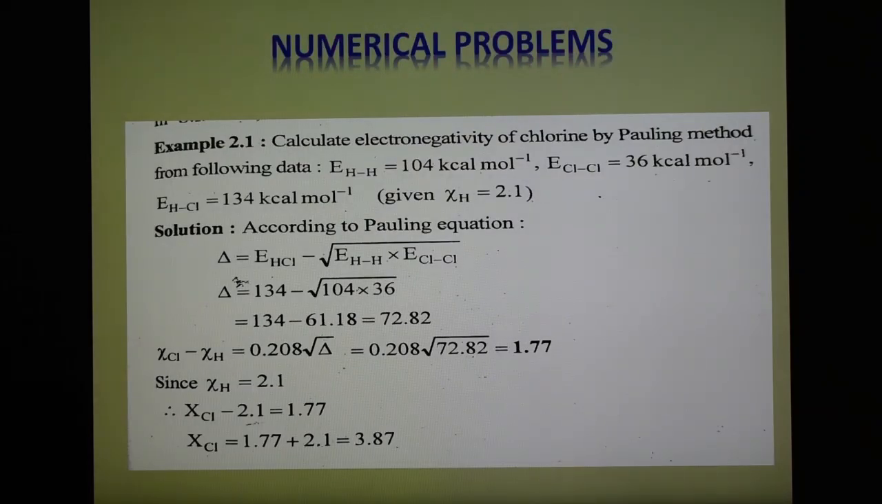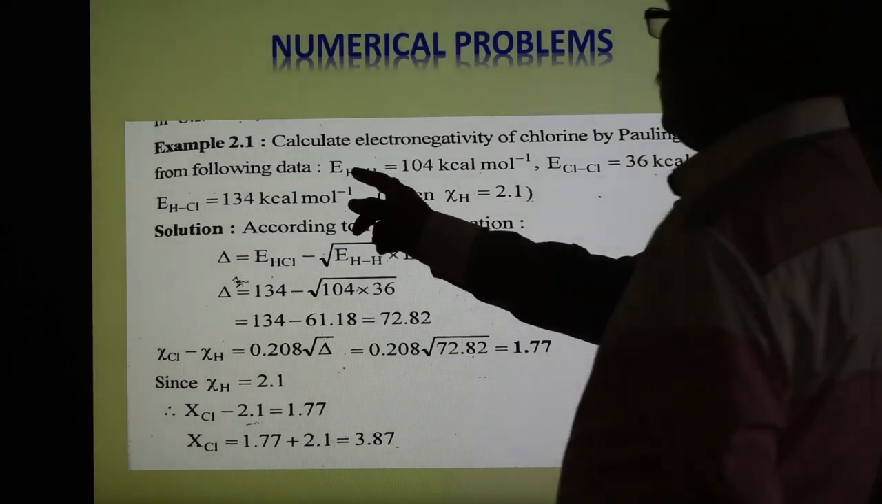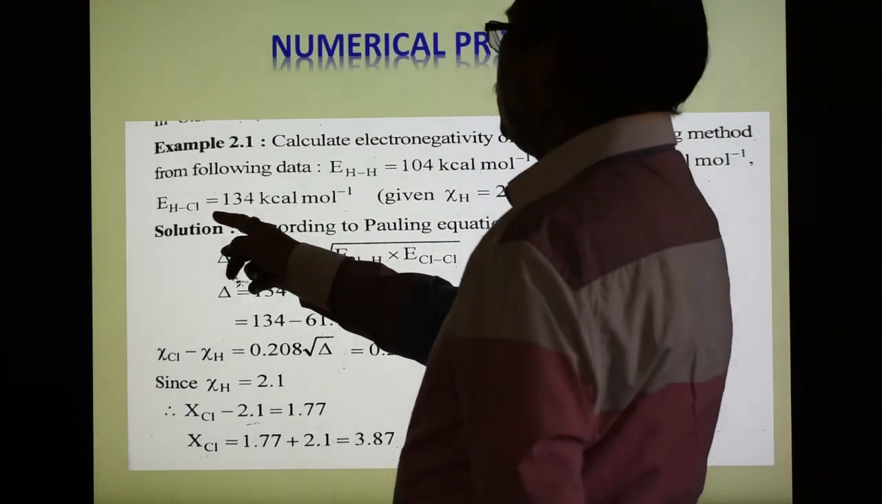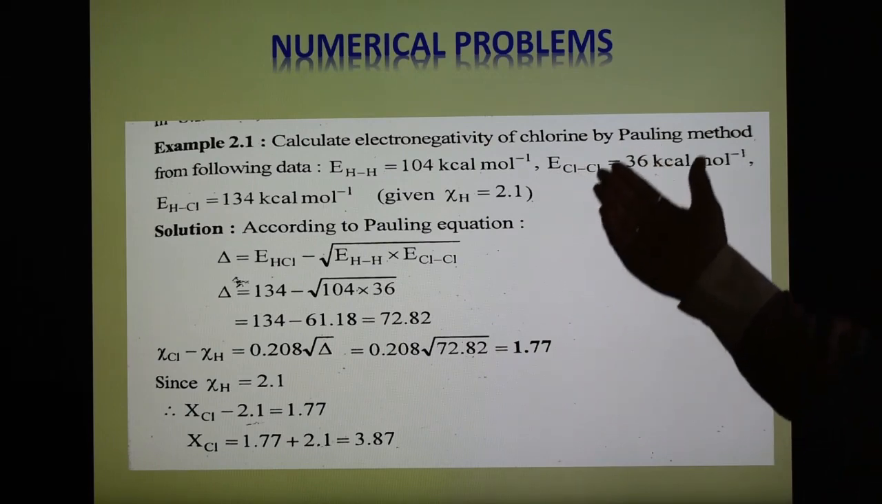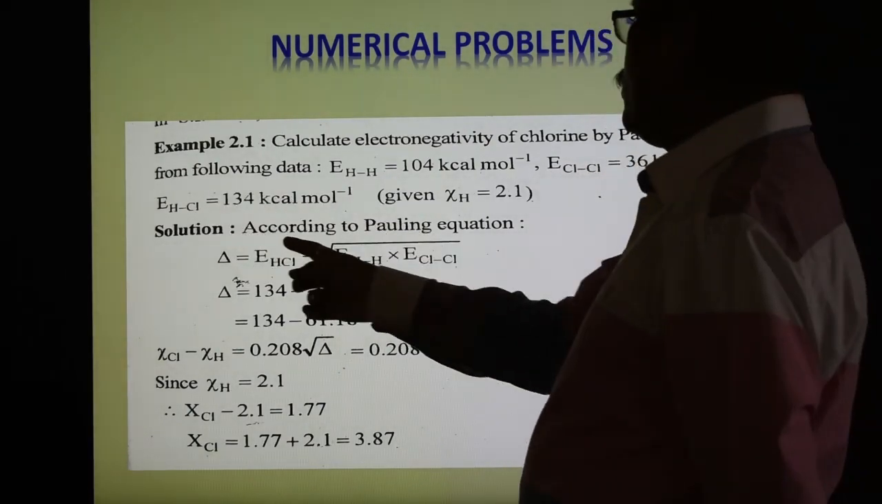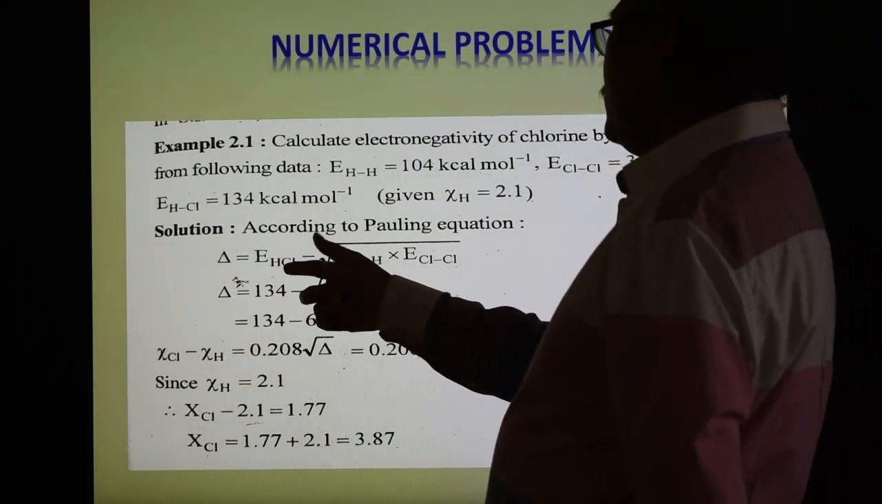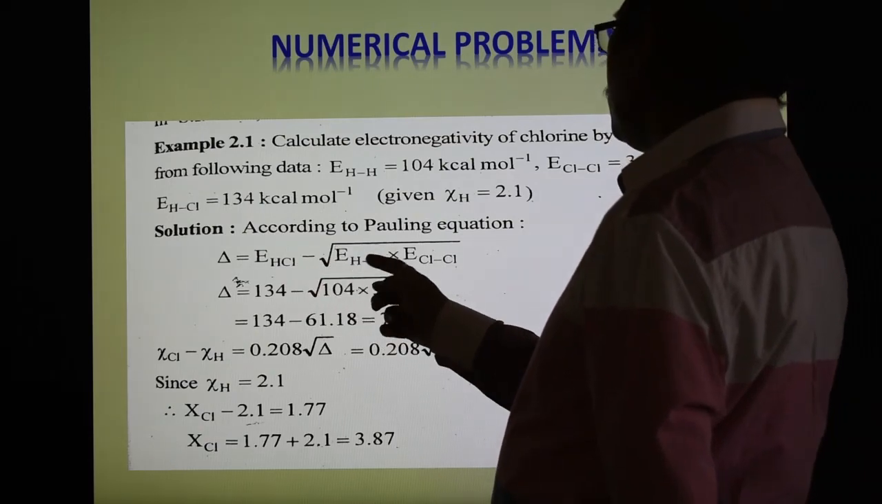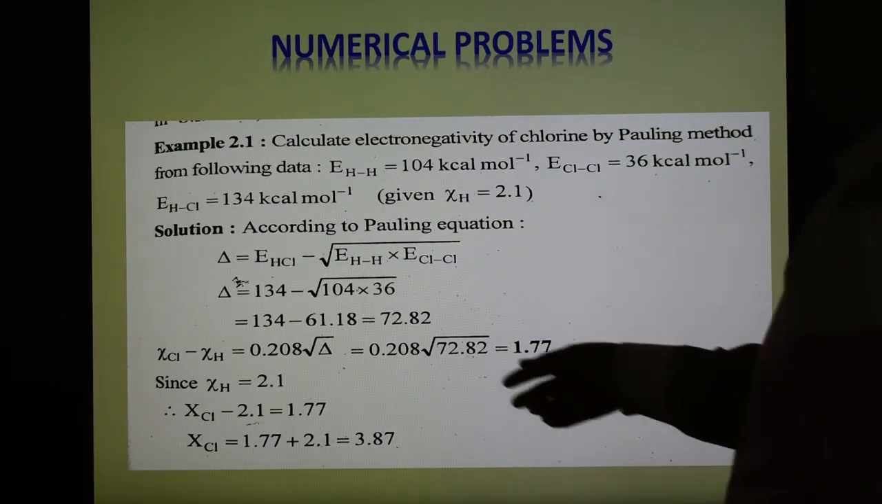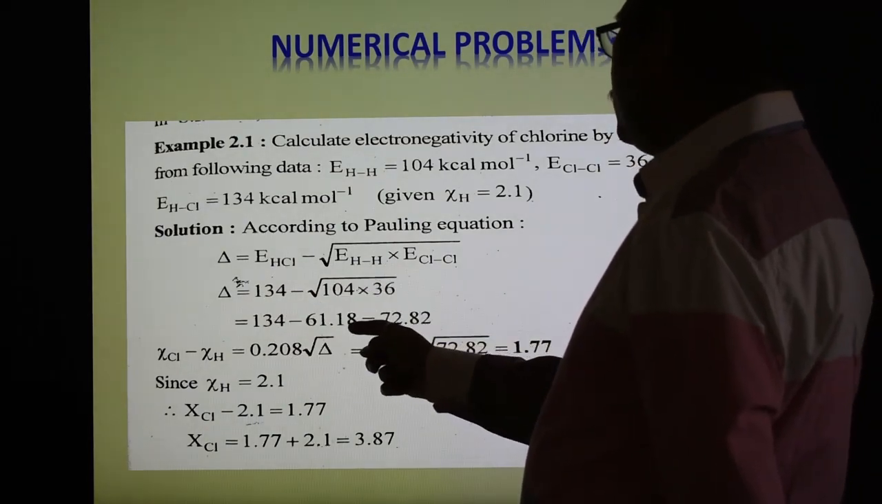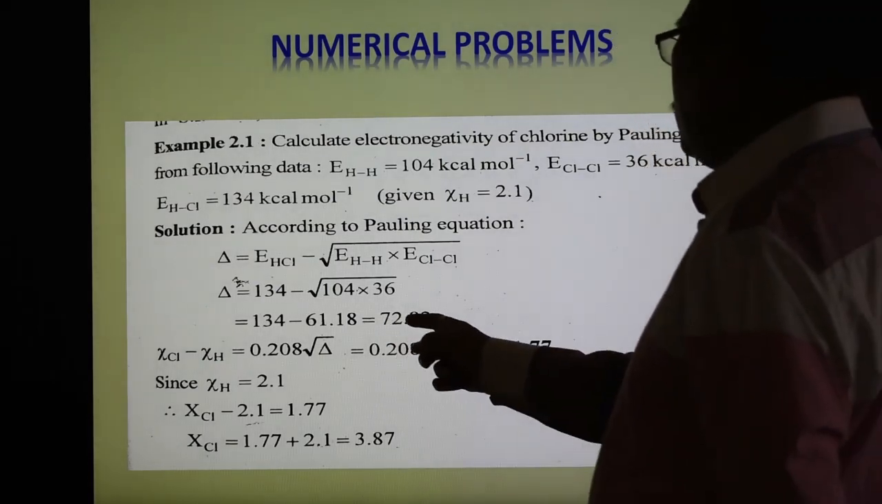So in this example 1, the problem is to calculate the electronegativity of chlorine by the Pauling method from the following data. Here the energy of the H-H bond, the energy of the Cl-Cl bond and the energy of HCl are given. The HCl molecule is formed by the combination of hydrogen and chlorine. According to the Pauling equation, delta equals E(H-Cl) minus the square root of E(H-H) into E(Cl-Cl), just like we have seen for A-B. I'll put the values here, the HCl energy is given and these energies are also given. So the square root of this value is this one, and subtracting it, we get 72.82.